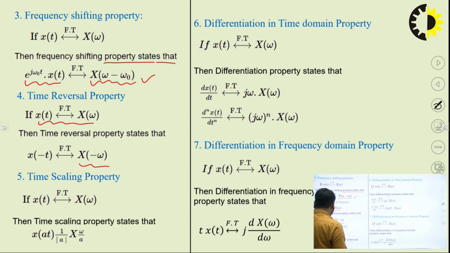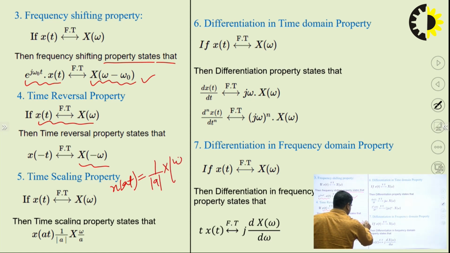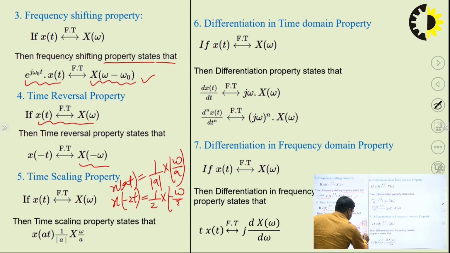Okay, here is the time scaling property. If x(t) has the Fourier transform X(omega), then if we multiply the time by some scalar quantity, like x(at), where a is the scalar quantity, then it becomes 1 over mod a times X(omega upon a). Here mod a means it does not depend on the sign of a, but the omega term is as it is. Let's take an example: minus 2t, then it becomes 1 upon 2 X(minus omega upon 2).